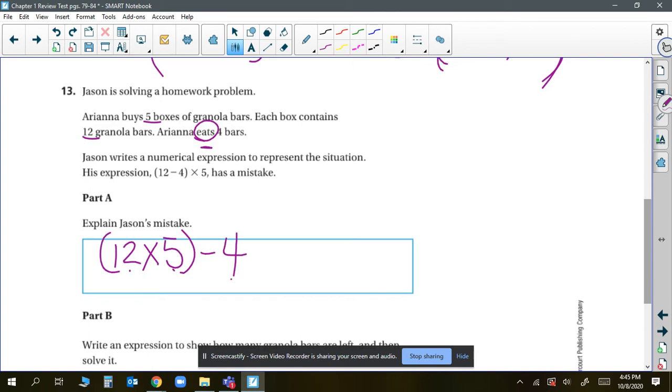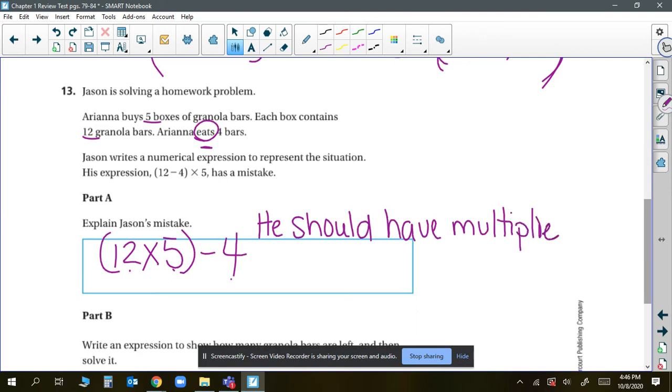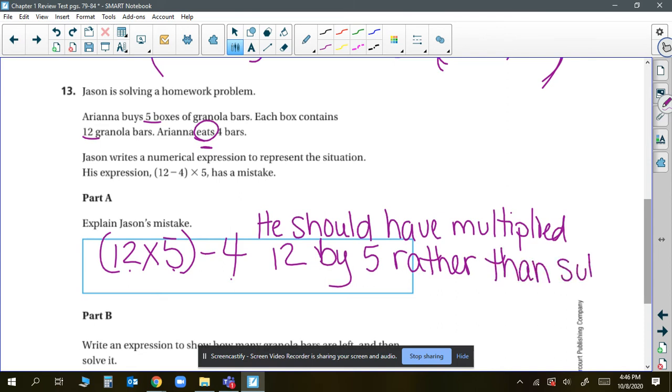So on here, if we explain that, we can say he should have multiplied 12 by 5 rather than subtracting 4. Okay, and then you can even write what he should have had, and you can put this down.